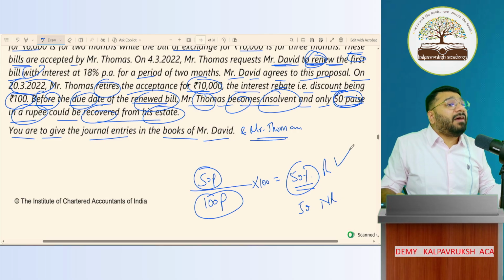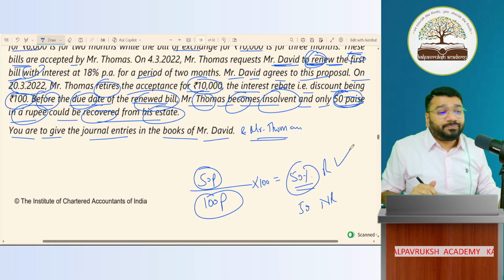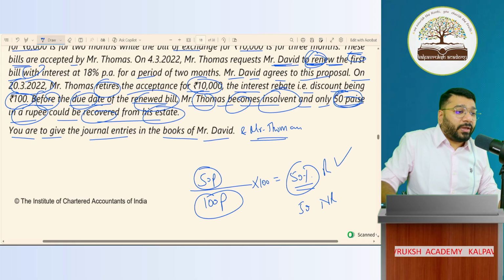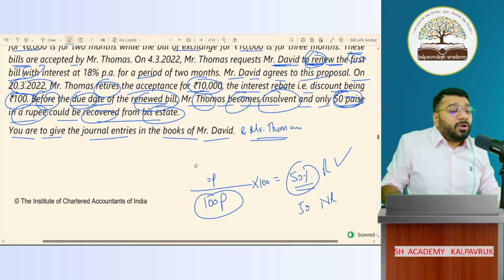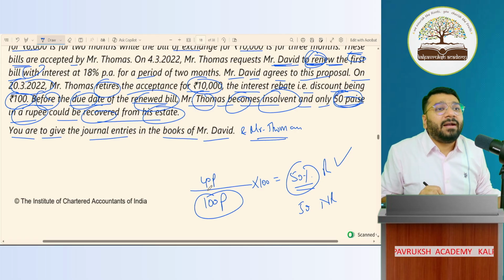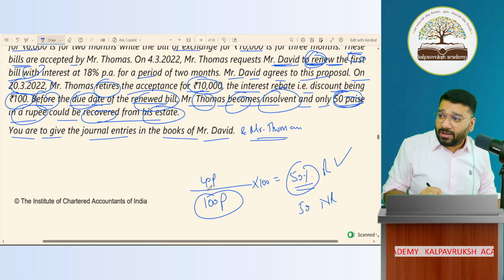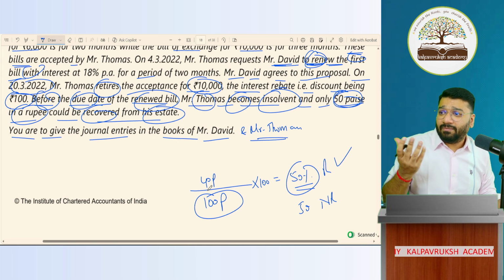The money which is recovered, bank account debit. The money which is not recovered, bad debts account debit. Okay? Now I'm twisting the question. Official receiver is giving 40 paise in a rupee. Then how much money is coming? 40% is coming in bank, 60% is bad debt. Okay, not okay. Online people, shake your head, no?